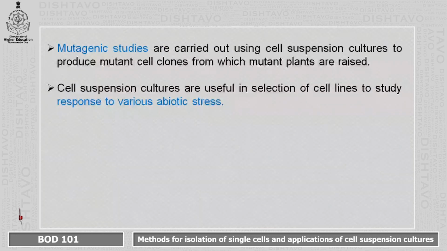Mutagenic studies are carried out using cell suspension cultures to produce mutant cell clones from which mutant plants are raised. Cell suspension cultures are useful in selection of cell lines to study response to various abiotic stress.